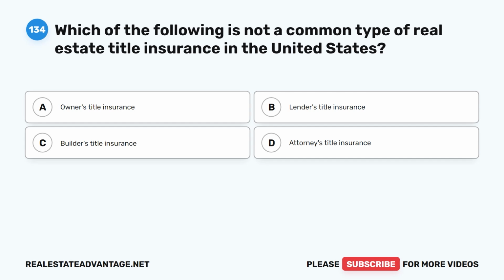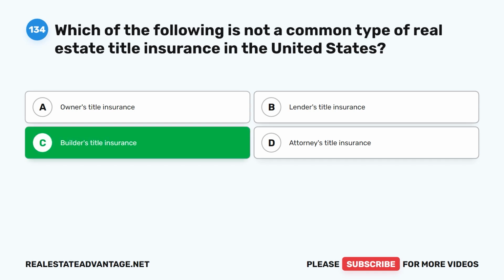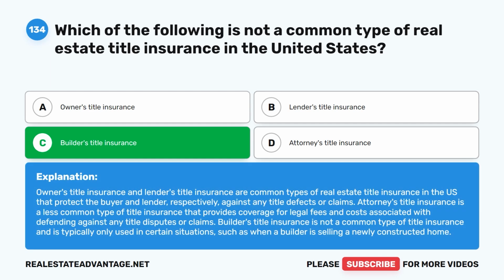United States? A. Owner's title insurance. B. Lender's title insurance. C. Builder's title insurance. D. Attorney's title insurance. The correct answer is C. Builder's title insurance. Owner's title insurance and lender's title insurance are common types of real estate title insurance in the U.S. that protect the buyer and lender, respectively, against any title defects or claims.